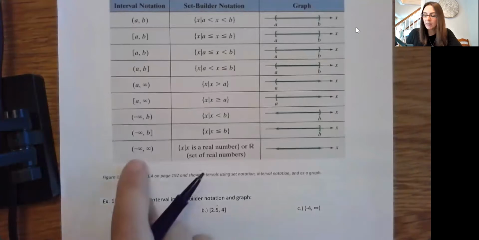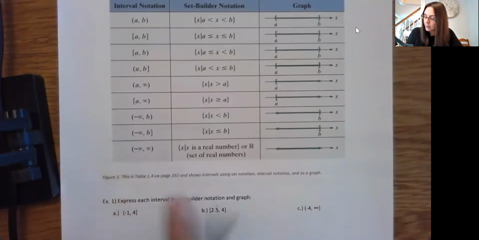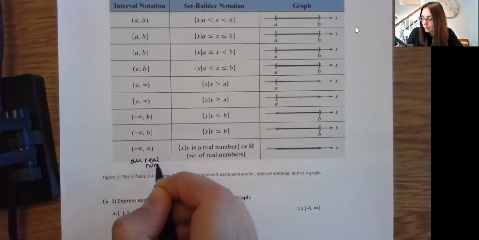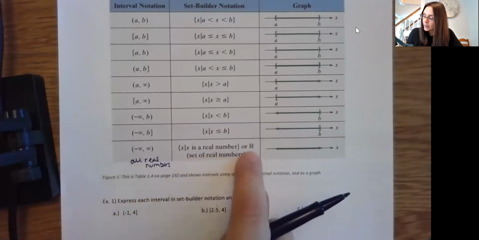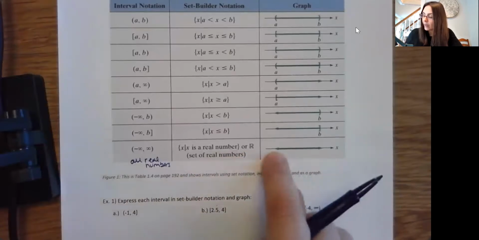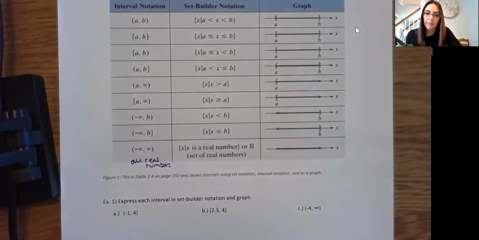If every single number is part of your set, this is the notation we use. This basically means all real numbers. You can also write it like this, which is the symbol for the real number system, or like this. And on a number line here, it would be the entire graph shading, meaning everything would be a solution.